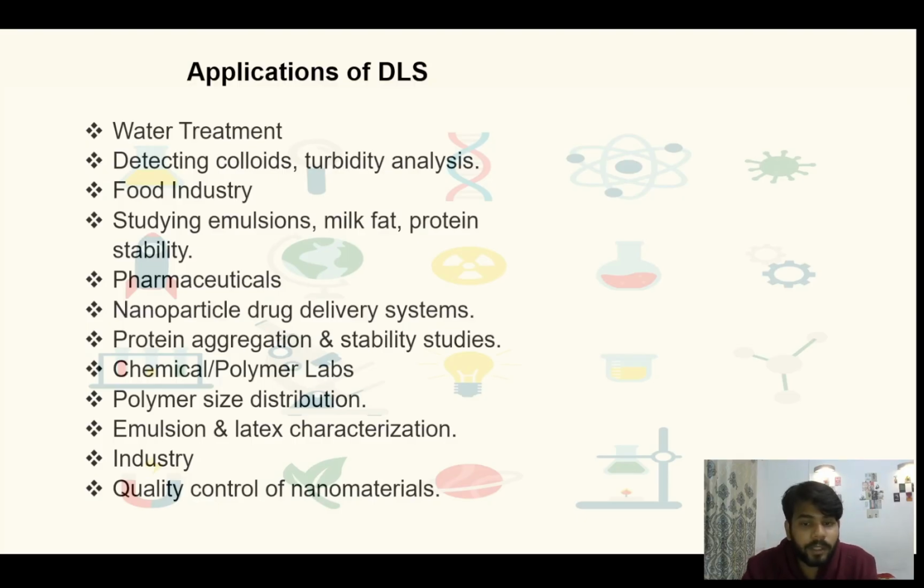Next, we have chemical and polymer labs. Many chemical products are made of polymers, latex, and emulsions. Their properties depend strongly on particle size. DLS is used in the chemical and polymer industry to study polymer chain size in solutions, latex particle size in paints, stability of polymer dispersions, and emulsion droplet distribution.